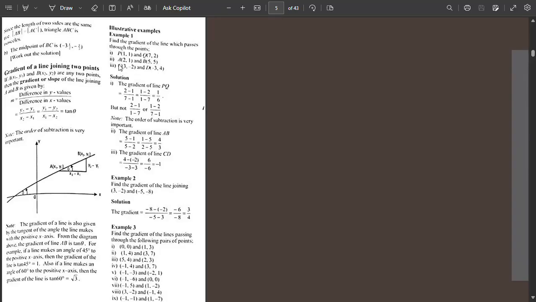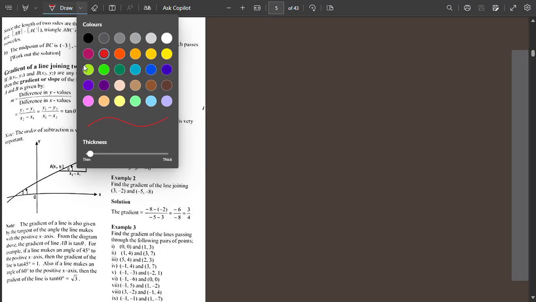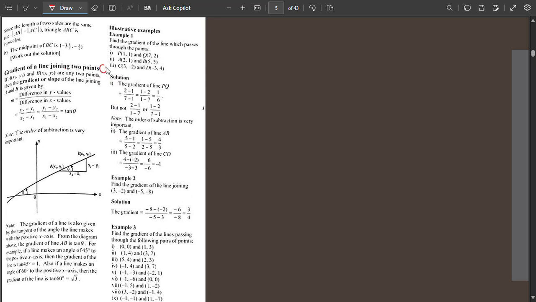We'll be moving on to the gradient of a line joining 2 points. Every line has this property called the gradient. Gradient is also known as the slope. It describes the angle a line makes with the positive x-axis. So let's see this.